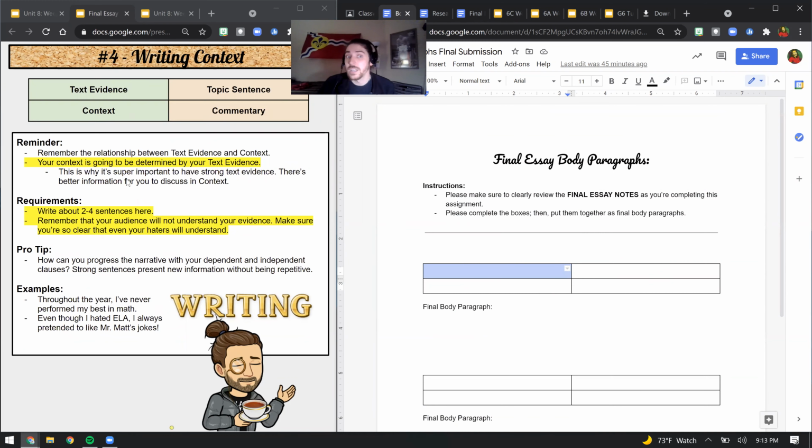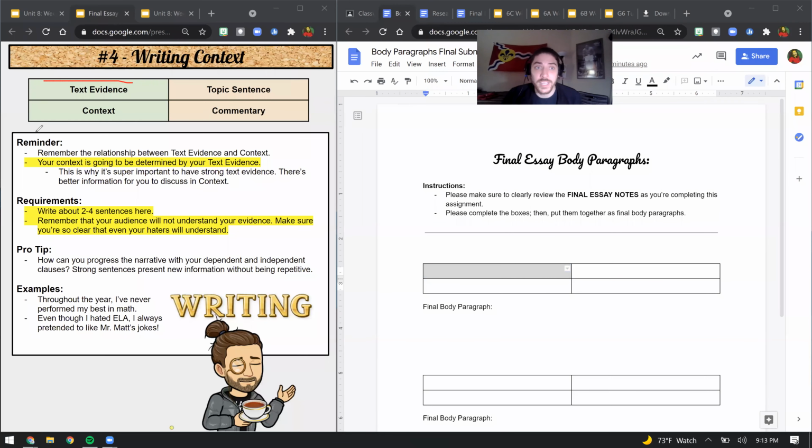All right. I'm gonna look at my notes. I'm gonna remember this relationship between my green, my evidence and context, right? I'm looking at my notes. I'm making sure I remember this. And then I'm going to remember the relation. Okay, your context is going to be determined by your text evidence. So whatever you put on the top is important for the bottom.